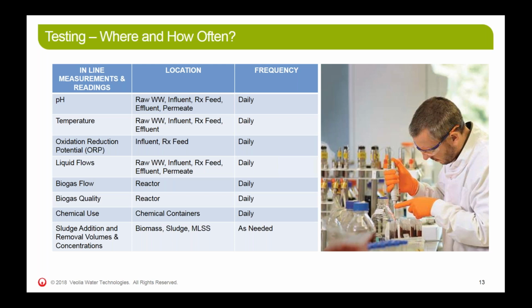Chemical use should be recorded every day so you know how much you're using. The guys up at the accounting department need to know that. It's also good to know how much you're adding, especially with the nutrients, so you know if you're putting in the right amount of nutrients. Sludge additions and removals are obviously just measured when that's done, on an as-needed basis.